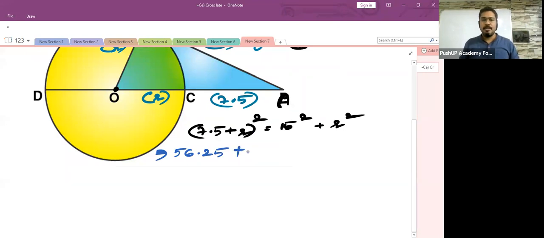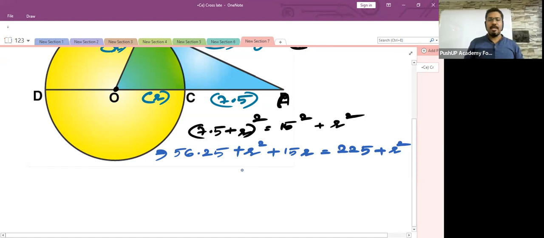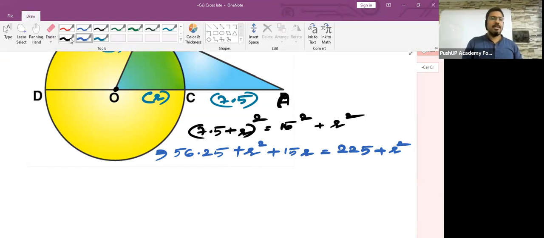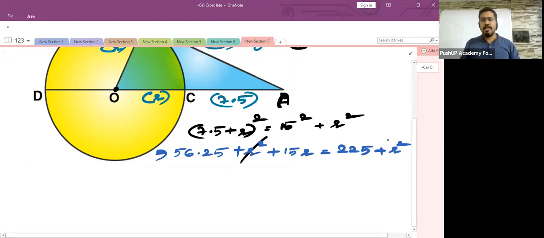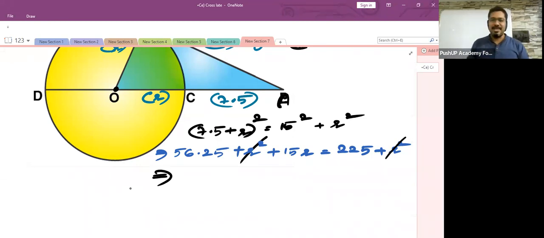56.25 plus B square, which is R square, plus 2 into A into B. What is 2 into 7.5? It is 15. 15 into R, 15R. Very good. Which is equal to 15 square, which is 225, plus R square. Now, children, you can very easily eliminate R square from both the sides, isn't it? I was actually afraid that you will get a quadratic equation. Now I'm a little relieved, because R square and R square got eliminated.